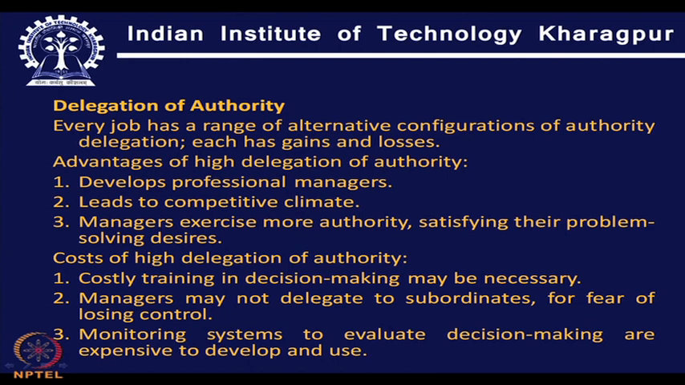But there are certain costs of high delegation of authority. Costly training in decision making may be necessary. Managers may not delegate to subordinates for fear of losing control. Monitoring systems to evaluate decision making are expensive to develop and use. So these are certain things which affect the delegation of authority.